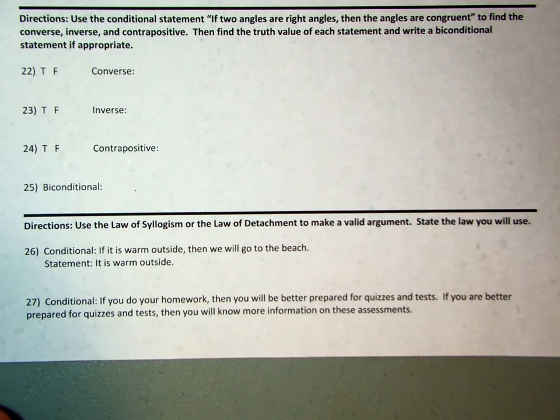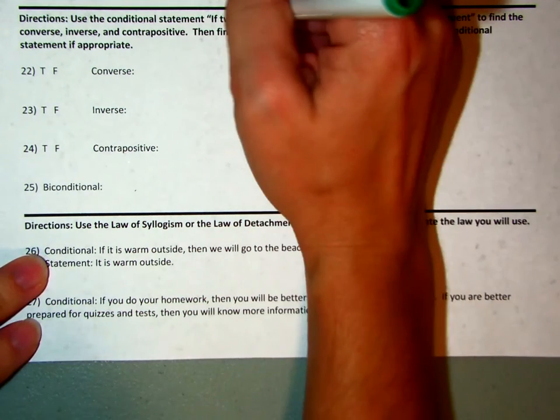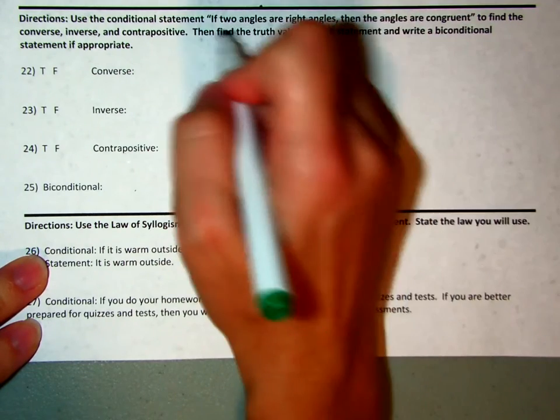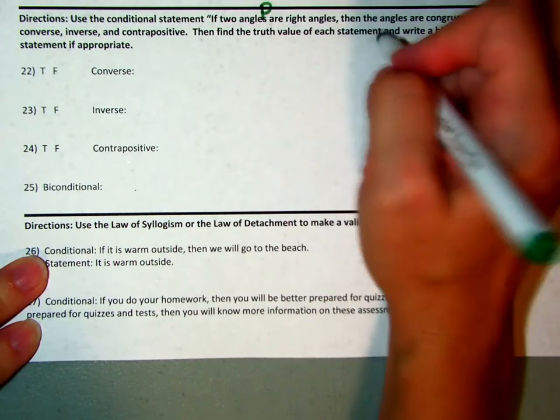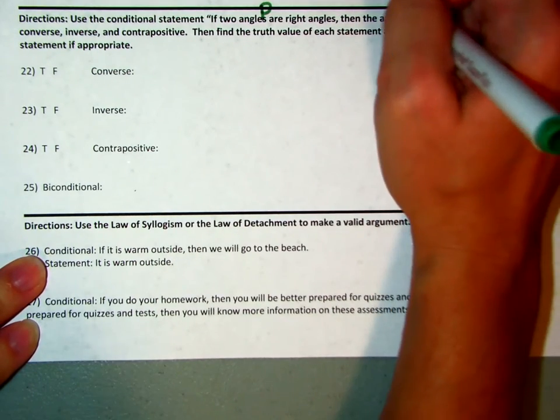On numbers 22 through 25, we are going to use the conditional statement, if two angles are right angles, then the angles are congruent, to find the converse, inverse, and contrapositive. We're going to find the truth value of each statement, and we'll write a biconditional if appropriate. This part right here is what we call the hypothesis, so we're going to call that P. And this part here, the angles are congruent, that's the Q.